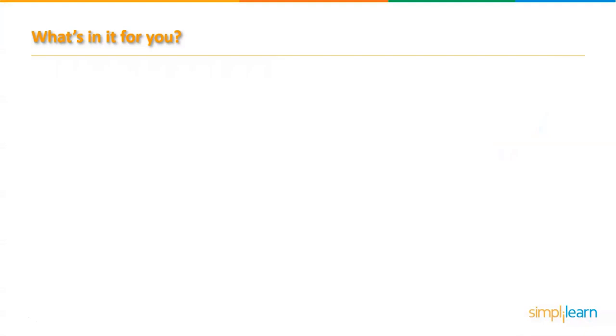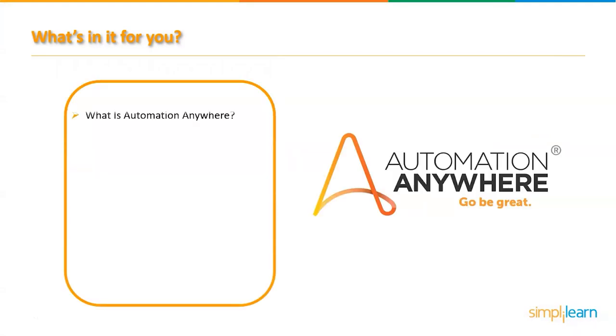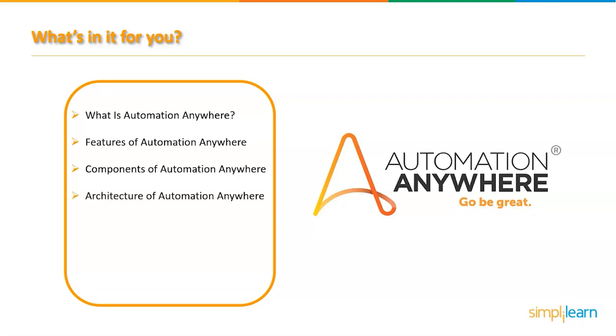Let's look at today's agenda. We shall begin with understanding what is Automation Anywhere. Then we will look at the key features of Automation Anywhere. Proceeding further, we will see the different components of Automation Anywhere, followed by which we will understand the architecture of Automation Anywhere. Further, we will see the different types of bots and look at the key benefits of Automation Anywhere. Finally, we will look at a hands-on demonstration.